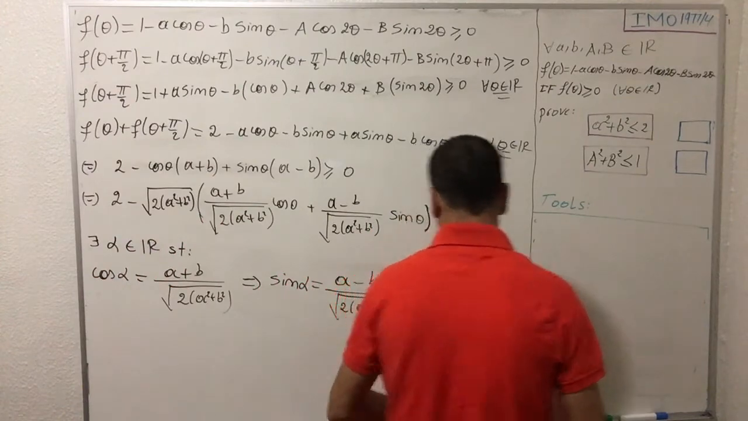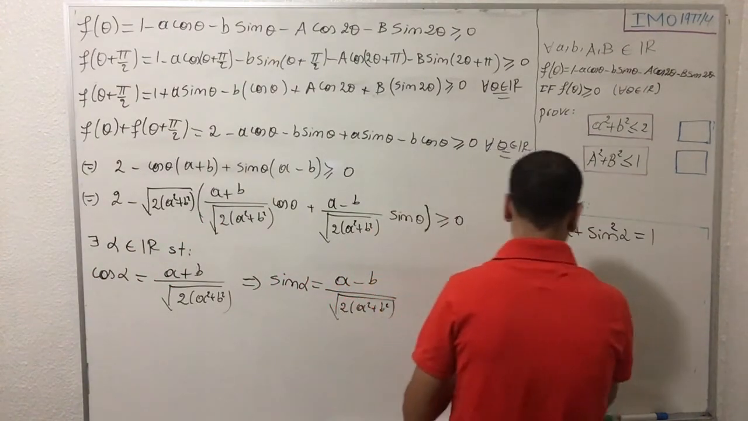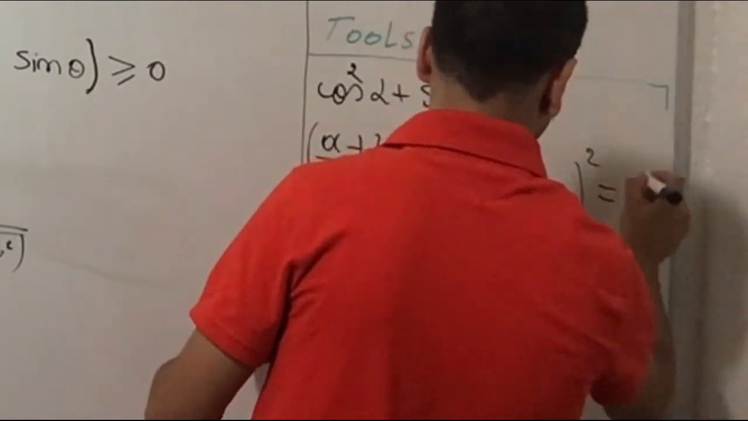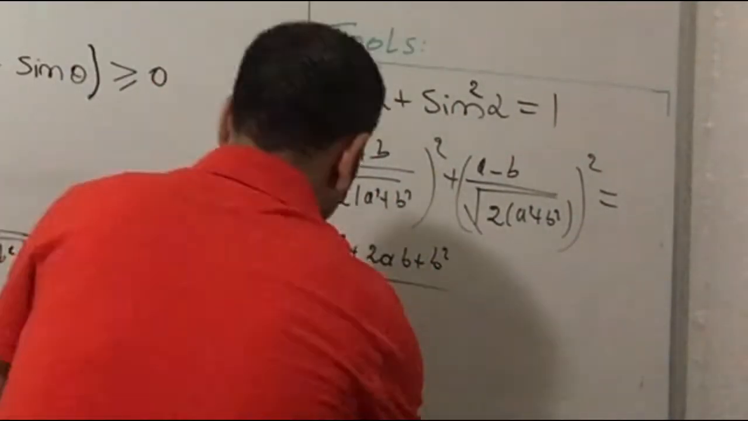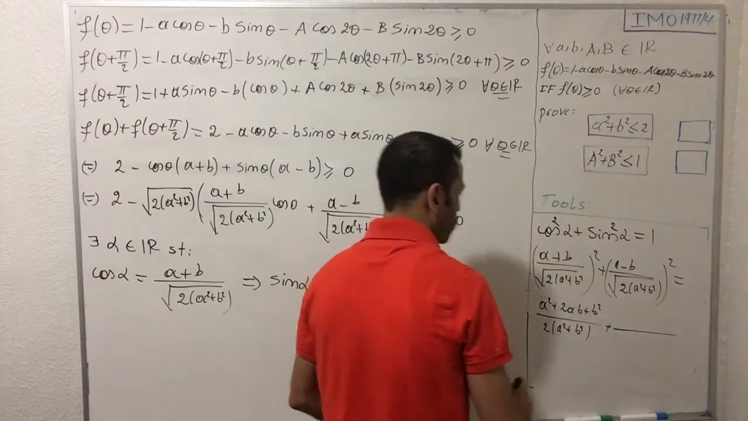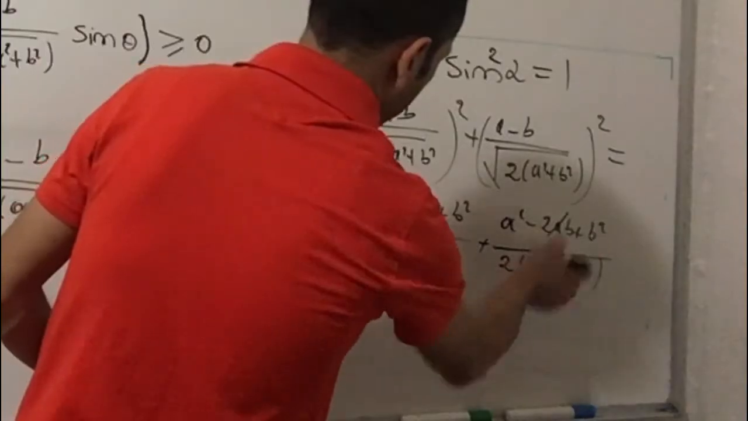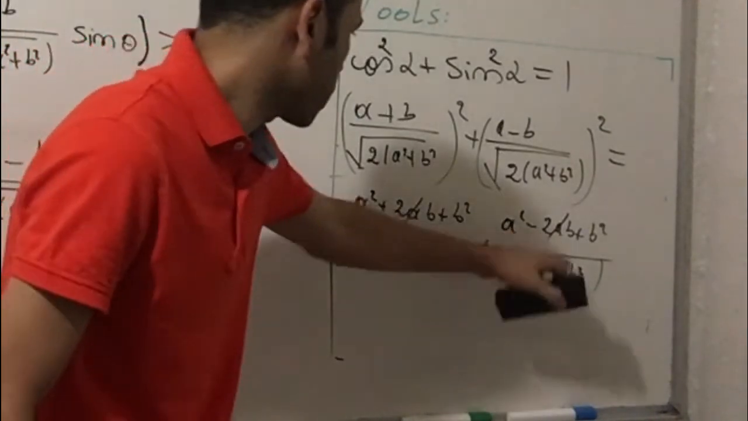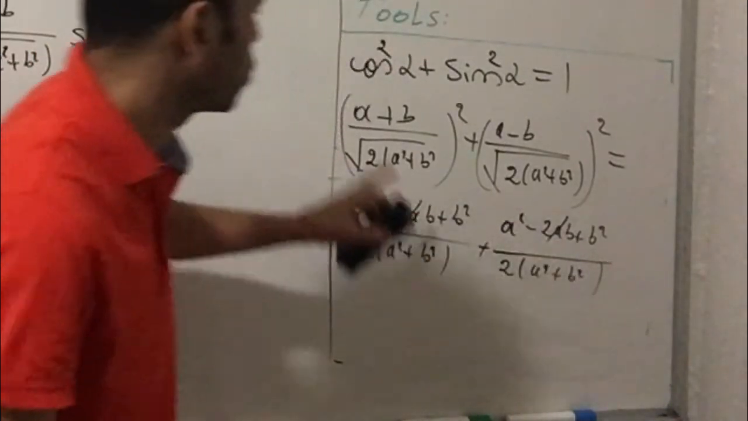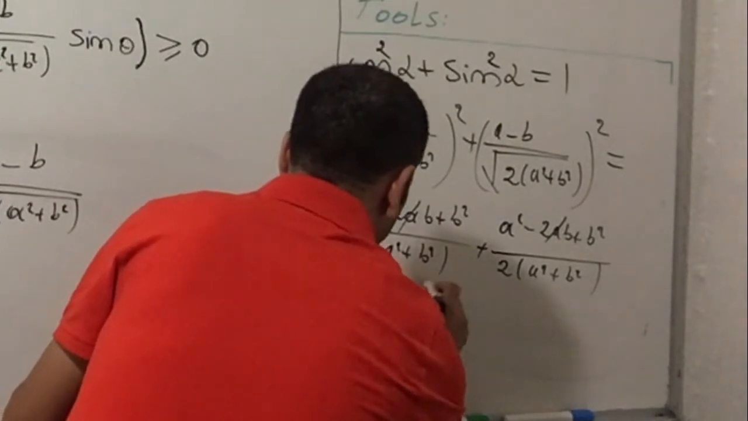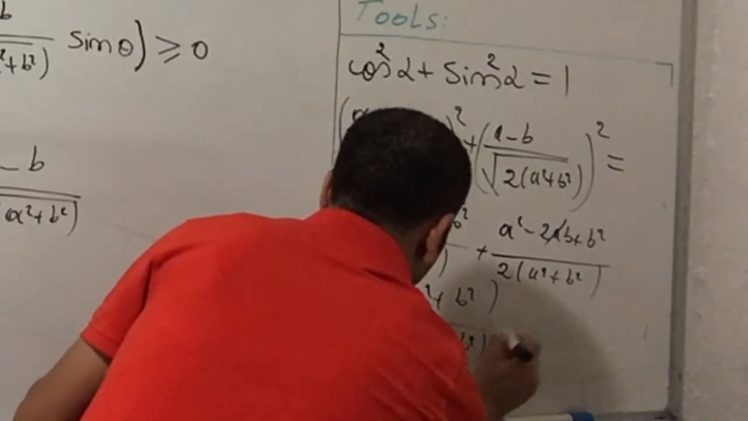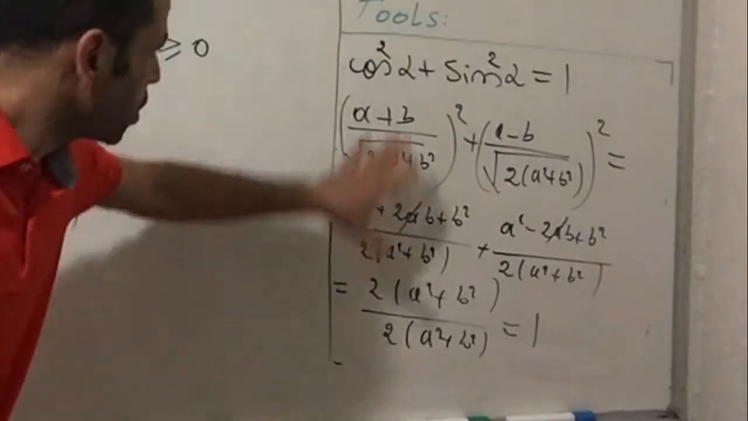I'm going to verify this one. Cosine squared alpha equals this one. I'm going to replace a plus b, plus b squared. Remember, I will have the same denominator for both terms, so the terms cancel out because we have plus 2ab and minus 2ab. I have a squared plus b squared, and in the second term a squared plus b squared, which is two times a squared plus b squared over the same denominator, 2(a squared plus b squared), which is 1. So this identity is verified.